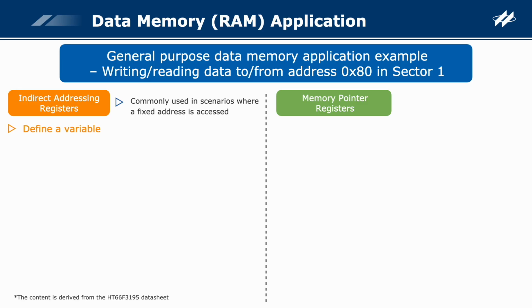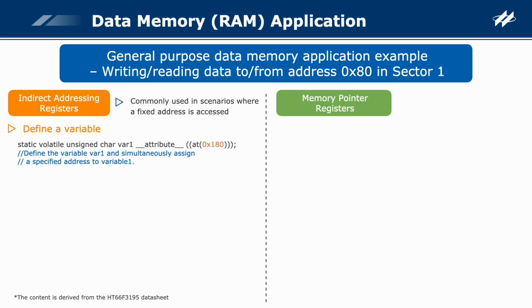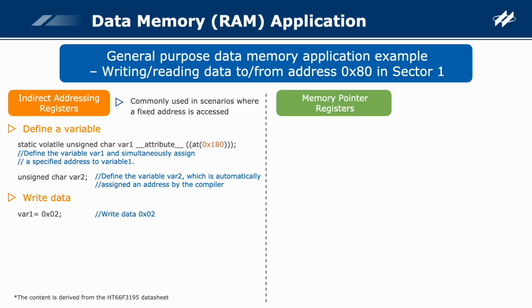Firstly, variables need to be defined. Define the variable 1 and simultaneously assign a specified address to variable 1. Define the variable 2. If there is no need to specify an address, the address can be assigned automatically by the compiler. Next, write the data. Write data hex 02 to variable 1. How to read a data from it? The data can be read by making the variable 2 just defined equal to variable 1.